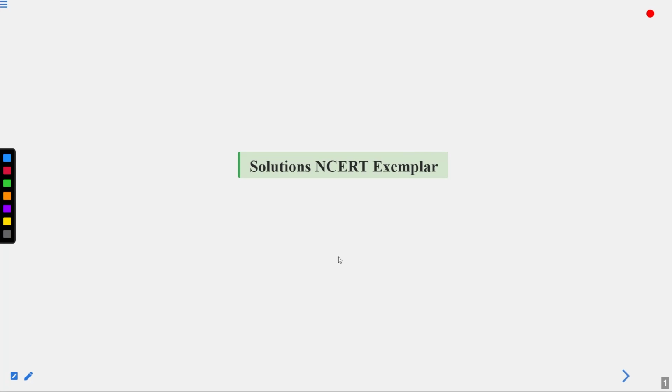Good evening, everyone. Today we are going to see some NCERT Exemplar questions from the chapter Solutions, as you know. So let's start.